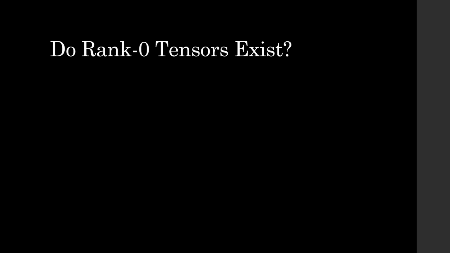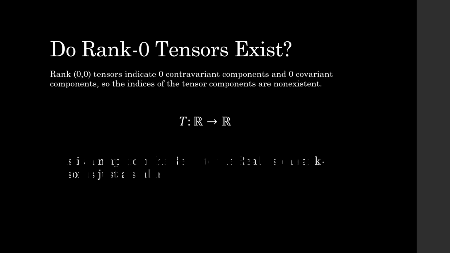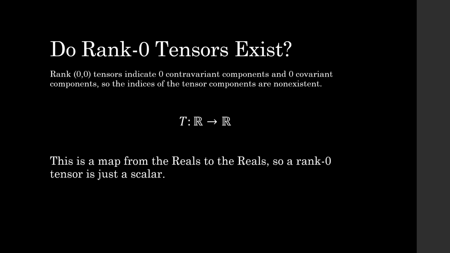Do rank 0 tensors exist? Well, we have the notion of a rank 0,0 tensor in this case, indicating 0 contravariant components and 0 covariant components. So the indices of the tensor components are non-existent. So we just have a basic linear map that takes the real numbers and maps it to itself. But that's exactly what a scalar is. So this is a map from the reals to the reals, making a rank 0 tensor a scalar.